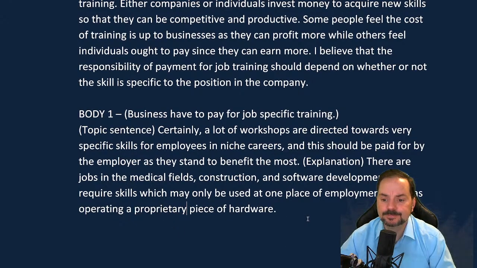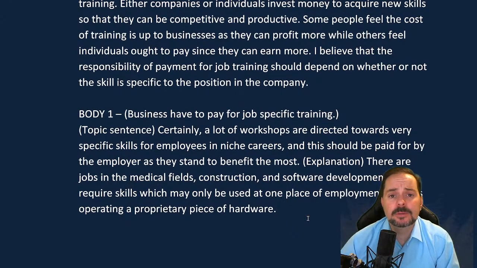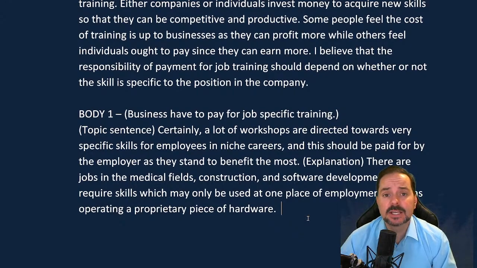All right. So again, keep in mind, everyone, that I am showing you how to write a Band 8 or a Band 9 essay. So if some of these words are new or challenging, don't worry about it. Write it down and learn them, okay?